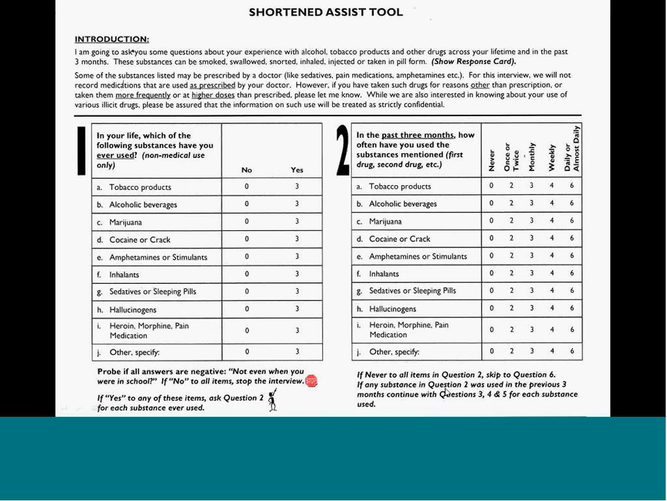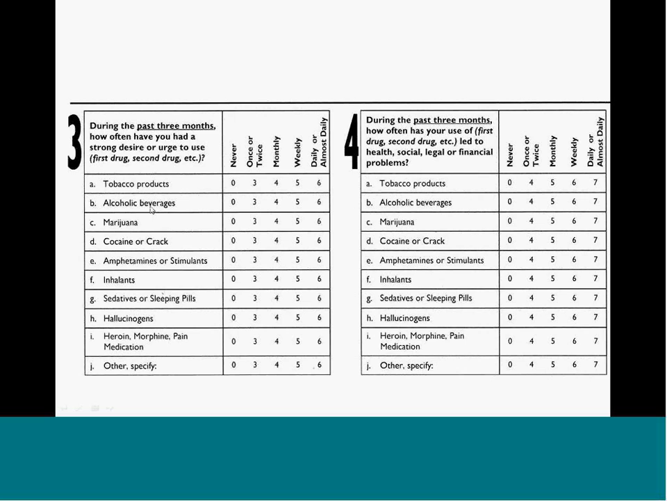Number 3, during the past 3 months, how often have you had a strong desire or an urge to use alcoholic beverages? This is a question that starts to indicate dependence on alcoholic beverages. If someone has an urge, even if they're not acting on that urge, it could be an indicator that they are starting to gain either an emotional or a physical dependence on that substance. Let other people talk about what an urge means. If they were a former tobacco user, they understand what an urge means.